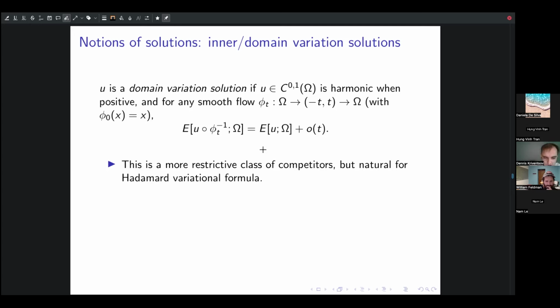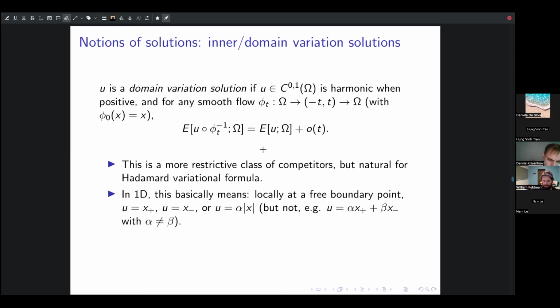But this is actually how you derive the free boundary condition from the minimality of the Alt-Caffarelli functional, for example. So this is very typical. People do this often, but they don't necessarily look at solutions which are purely defined by this inner variation. So I'll call these domain variation solutions, and these are actually the ones I want to focus on today.